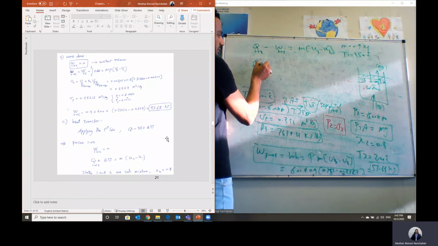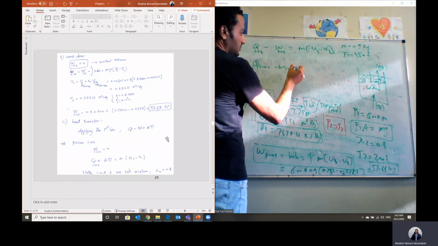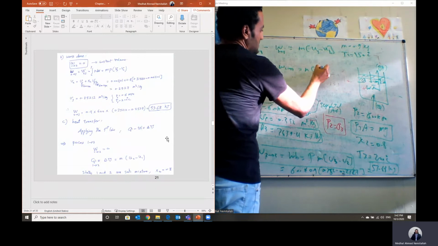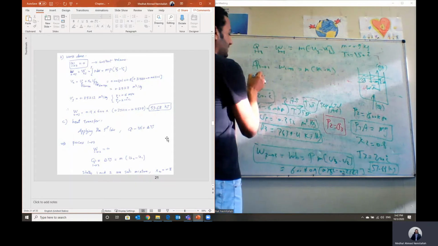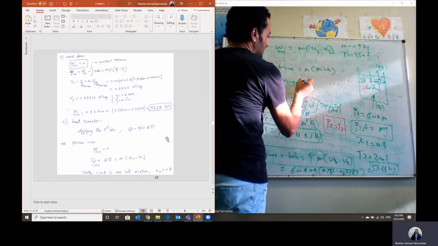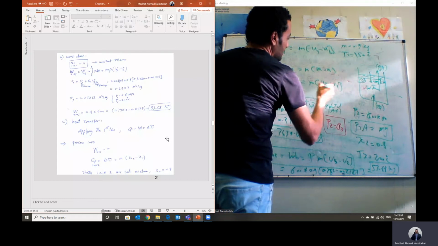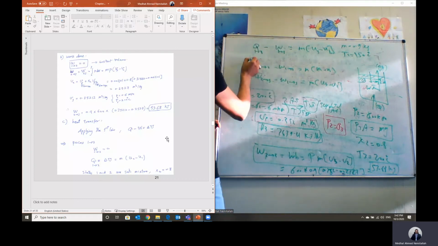Or we can do something else. Q from state 1 to 2 minus work from state 1 to 2 will equal mass times U2 minus U1. And for the other process, Q from state 2 to 3 minus work from 2 to 3 should equal mass multiplied by U3 minus U2. To calculate the total heat transfer, we add up those two equations.